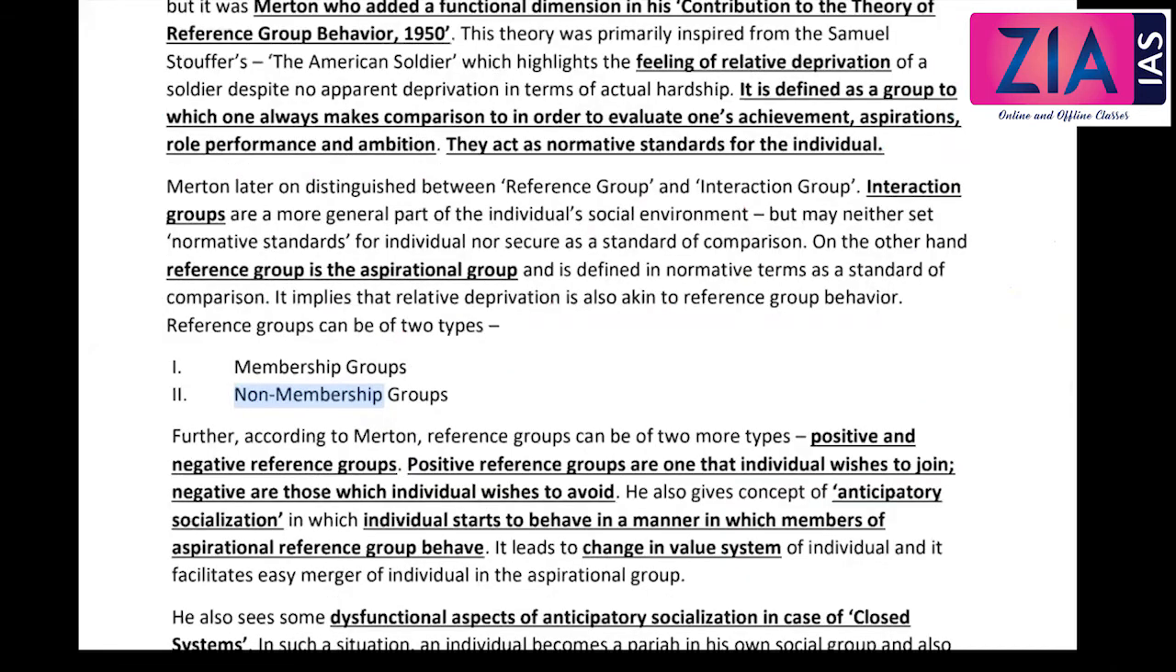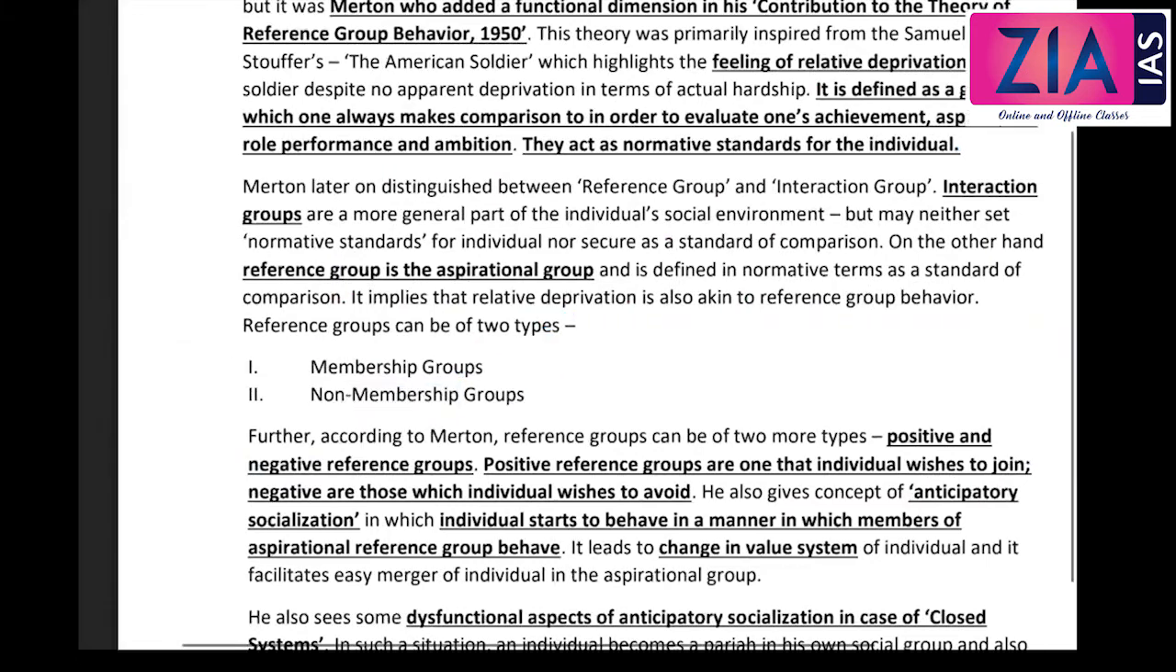Now there is another criterion: membership group and non-membership group. Once you become part of that group, then it is a membership group. You consider this as your reference group, and once you become part of it, once you become an IAS or IPS officer, that becomes a membership group. If not, that is non-membership. Now this is what positive and negative we have already discussed.